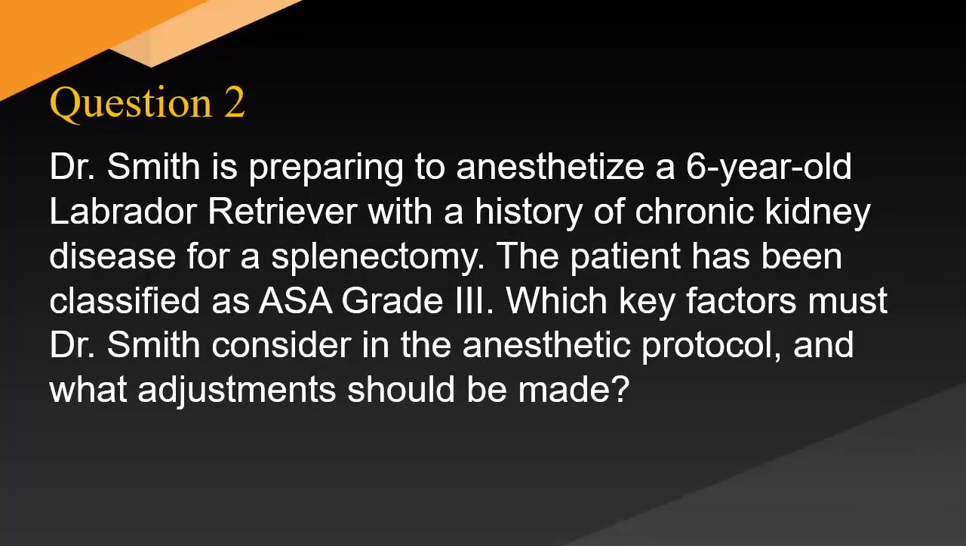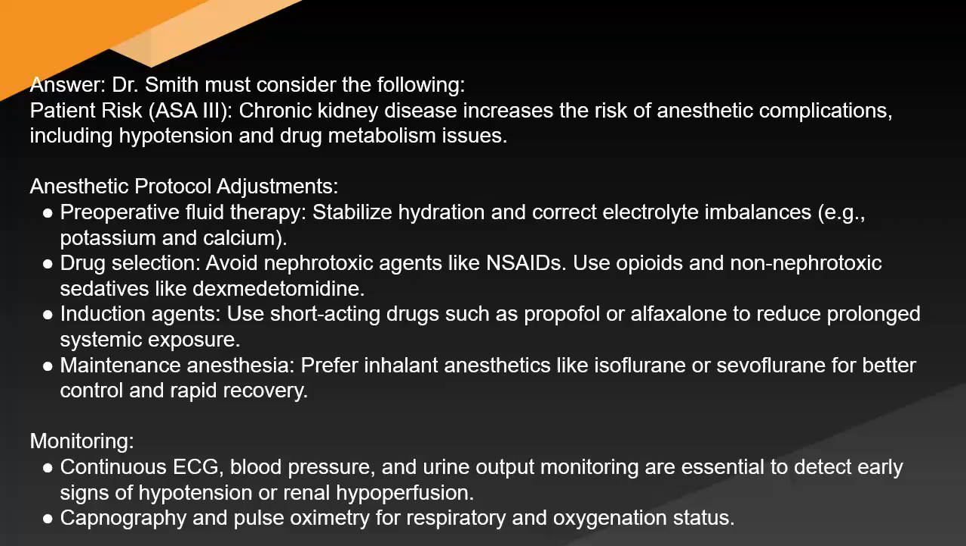Dr. Smith is preparing to anesthetize a 6-year-old Labrador retriever with a history of chronic kidney disease for a splenectomy. The patient has been classified as ASA grade II. Which key factors must Dr. Smith consider in the anesthetic protocol, and what adjustments should be made? Answer: Dr. Smith must consider the following. Patient risk element: chronic kidney disease increases the risk of anesthetic complications, including hypotension and drug metabolism issues.